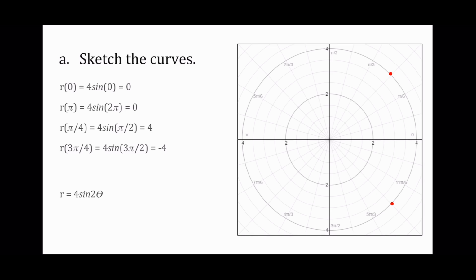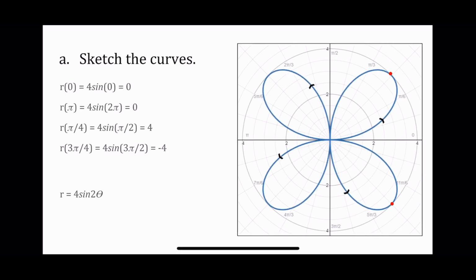So we have a 2 in front of the theta in the trig function, so it'll be a 4-leaf rose, and it'll look a little something like this, with the direction of the curve indicated by the arrows. So we start at 0, go up to pi over 4, and then down to 7 pi over 4, and then over to 5 pi over 4, and then up to 3 pi over 4, and then back to 0.